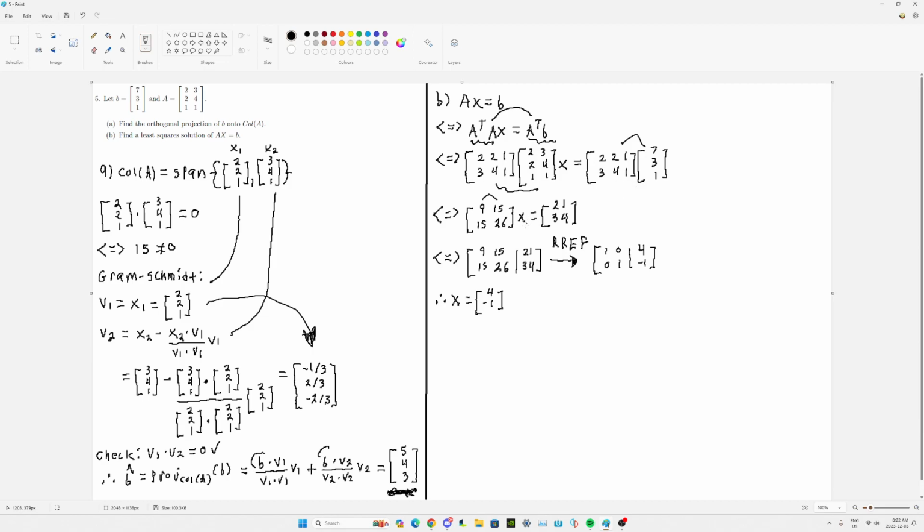In this case, we can just set up the solution. We can imagine that x1, x2 is equal to this side. Left side goes to right side. Then RREF to find the pivots for our solutions. First pivot, second pivot, that's going to be x1, x2. Therefore, we can say overall, x is just going to be equal to 4, -1. So that is it for that.